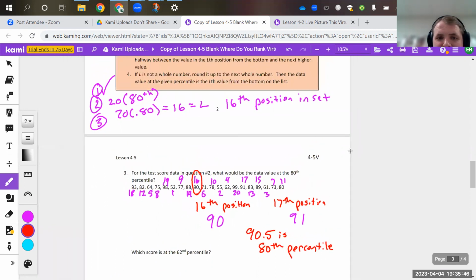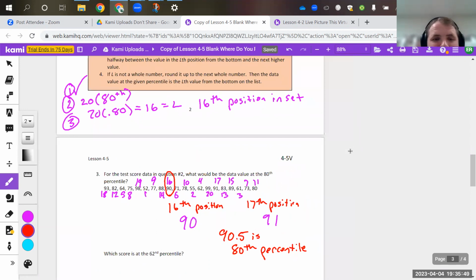Again, kind of a weird thing there. Step 4 did not apply because our L, which again was 16 up there, was a whole number. Step 4 only applies if L is not a whole number, so you either pick step 3 or step 4. As you can see, nobody scored in the 80th percentile because there was no 90.5 score. If you look at 91, 91 represents their raw score, and the 17th position is where they're at. That has nothing to do with the 91st percentile or the 17th percentile. 91 would be something like the 81st percentile, or probably some decimal.